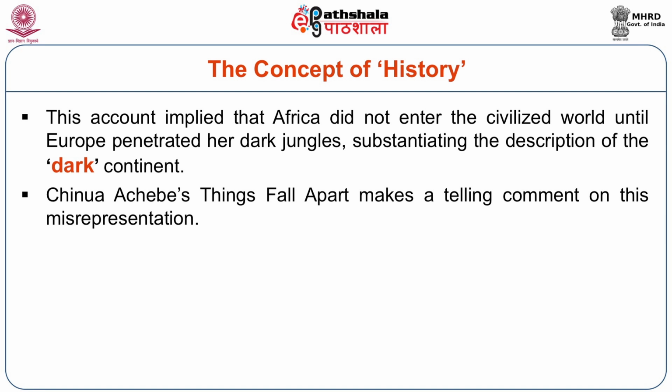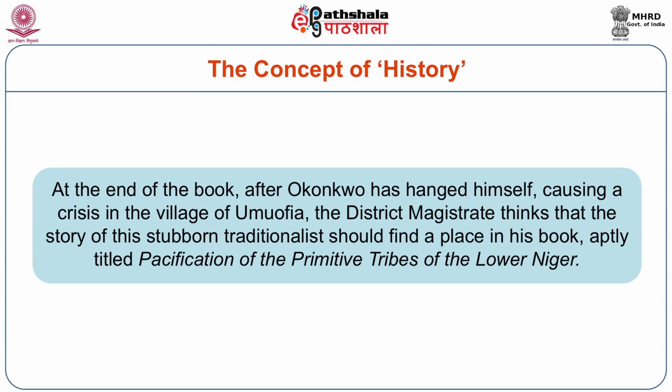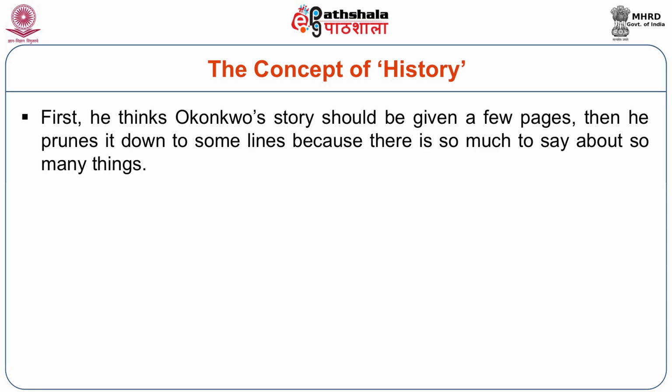Chinua Achebe's Things Fall Apart makes a telling comment on the misrepresentation of Africa. At the end of the book, after Okonkwo has hanged himself, causing a crisis in the village of Umuofia, the district magistrate thinks that the story of this one man who stubbornly resisted colonization should find a place in his book, which he had aptly titled Pacification of the Primitive Tribes of the Lower Niger. First, he thinks that Okonkwo's story should merit perhaps 1 or 2 pages. Then he thinks that there is a lot to say, so he cuts it down to a single paragraph.